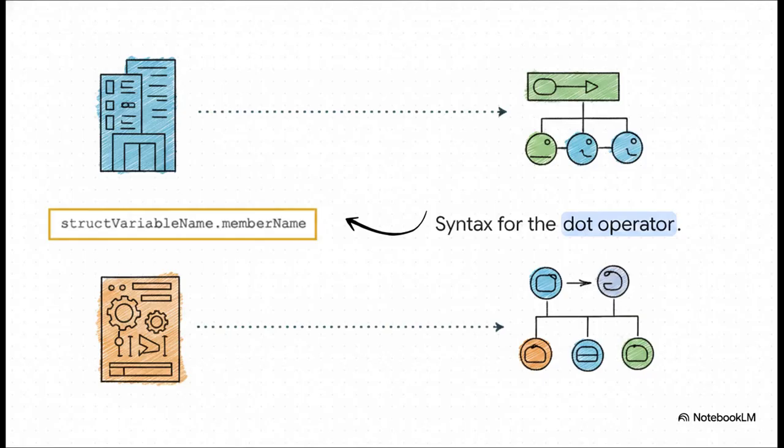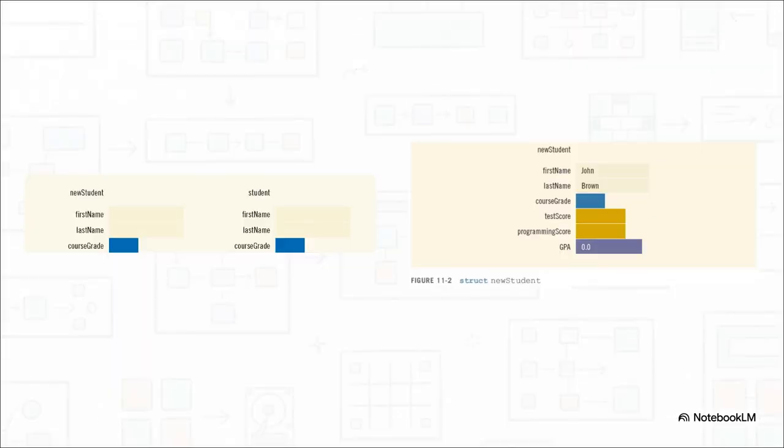The syntax rule here is incredibly straightforward. To read or change a value, you just type the struct variable name, add a dot, and then specify the exact member name you want to access. It honestly reads like plain English. Hey, go to this specific struct and give me this specific member. Watch how we use this syntax in practice.